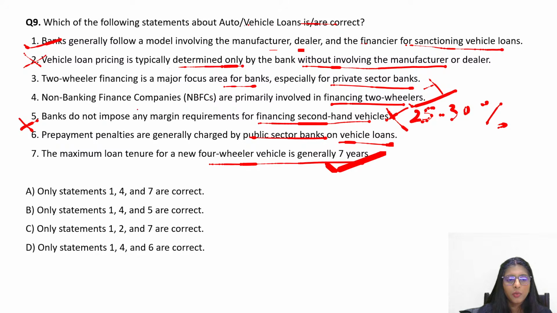1, 4, 7 is correct. 4 and 5 are incorrect. 1, 3 and 5 are incorrect. 1, 4, 7 are correct. That is, option A is the right answer.